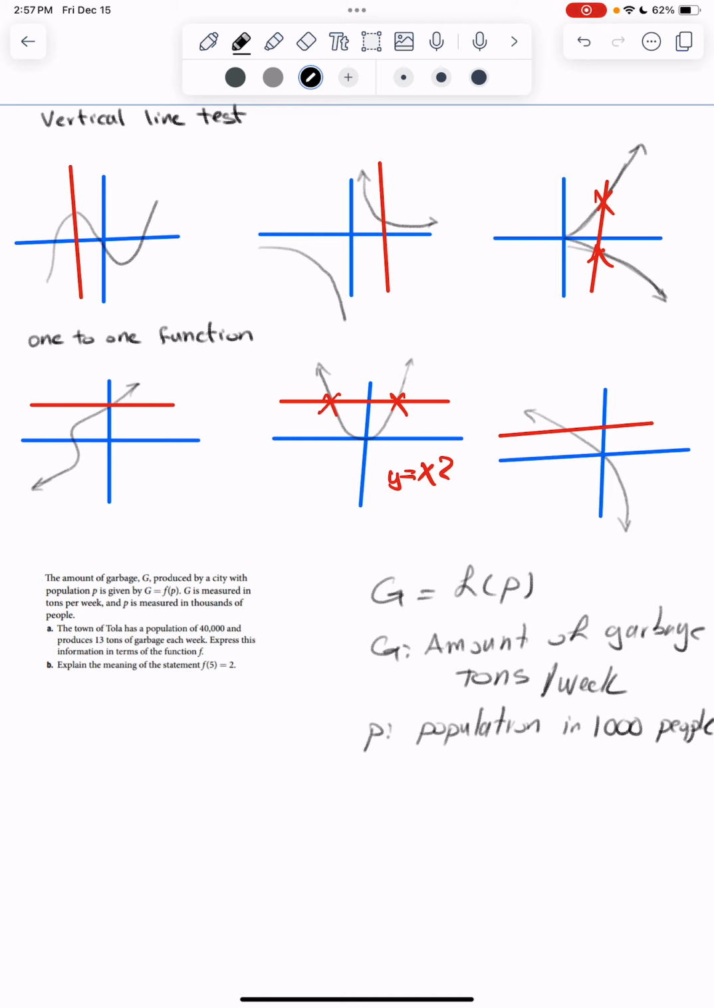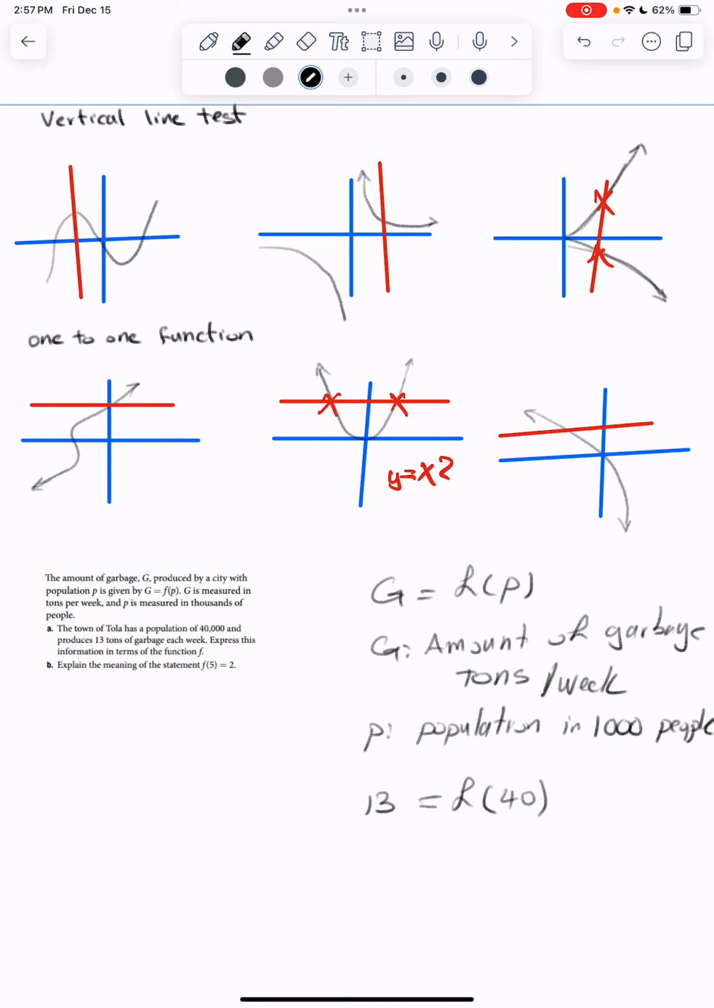Now, part A is asking: the town of Tola has a population of 40,000 and produces 13 tons of garbage each week. Express this information in terms of the function. So G is the amount of garbage, tons per week. We have 13 equal to f of, and our P is 40,000, which is 40 P, right? Because 1 P is 1,000. So f of 40 is equal to 13. That's how we represent that.